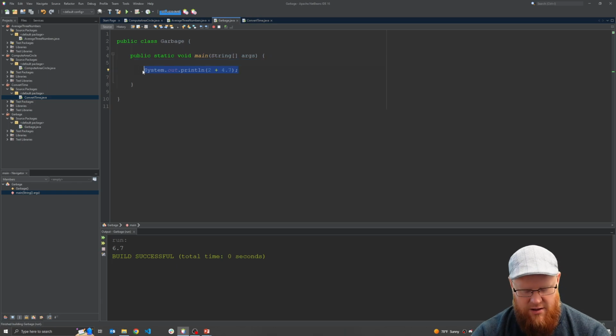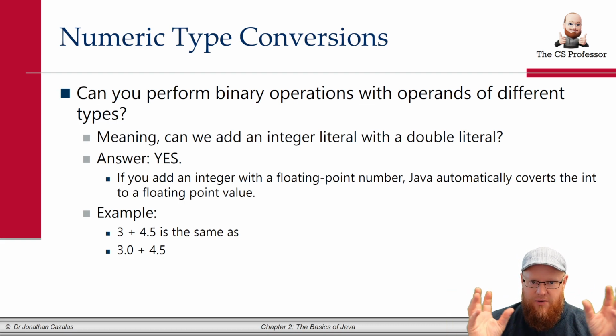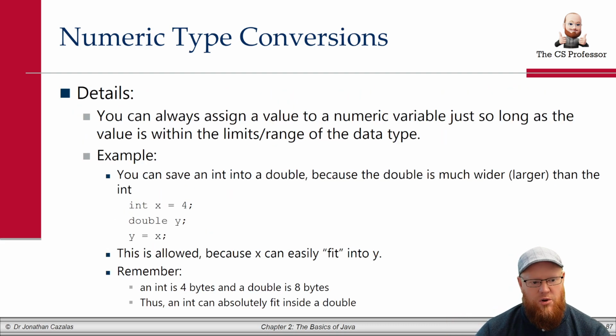Or better yet, if I want to say double x equals 4 plus 5.3, and then I want to print x, no problem, it'll print 9.3 as expected. No issue. We can absolutely perform a binary operation, an operation involving two operands. We can perform that operation using different data types. Absolutely no harm, no foul. Okay?